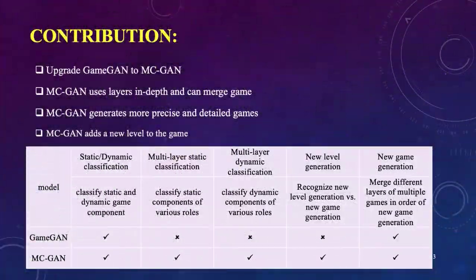MC-GAN has been a significant improvement over GameGAN. It emerges with an impressive strength: the ability to explore 4 deep layers of the game to classify static and dynamic game components. For instance, MC-GAN is capable of distinguishing and categorizing various types of booleans, while GameGAN presumes all of them identical. As a result, MC-GAN uses layers in depth 4 when producing a new game and merges them, which compared to GameGAN generates more precise and detailed games. Another advantageous aspect of MC-GAN is the ability to add new levels to the game, whereas GameGAN can only produce new games, not noticing that it is already the same game it has been trained on before.